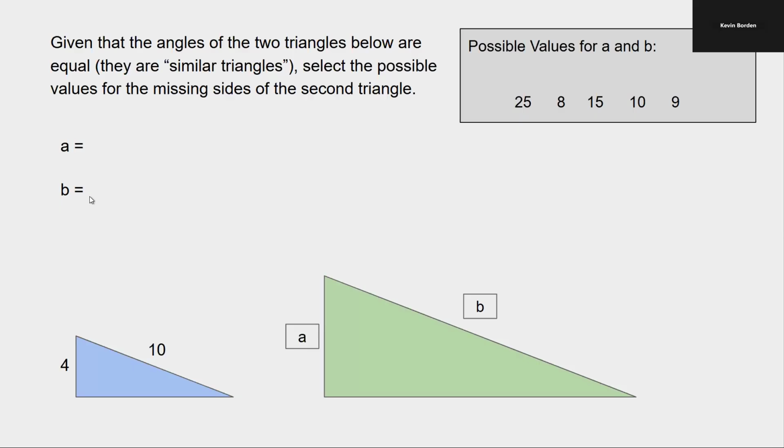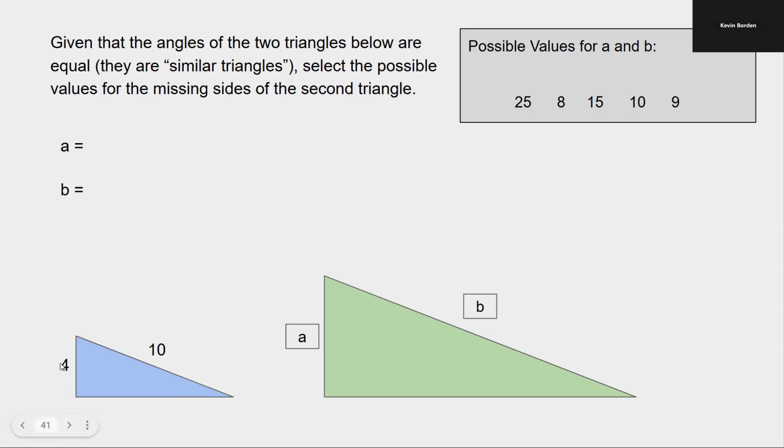Let's read the problem and see if we can make some sense of that. Given that the angles of the two triangles below are equal, they are similar triangles. Select the possible values for the missing sides of the second triangle. We are being asked to find the lengths of side A and B such that the green triangle will be similar to the blue triangle.